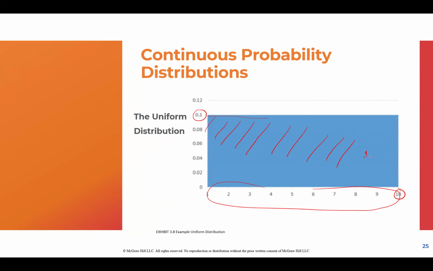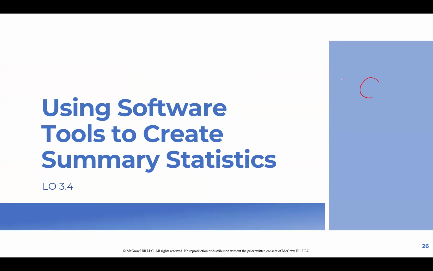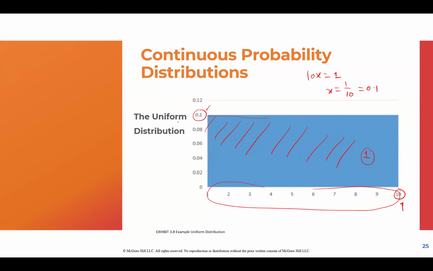This area must be 1 because the area of all population distributions must be 1. If this is 10, what is this value? When you multiply that, you will get 1. That is 0.1. 10x equals 1, so x equals 1 by 10, equals 0.1. Which means the probability P for all these values is 0.1. Nothing more, nothing less.